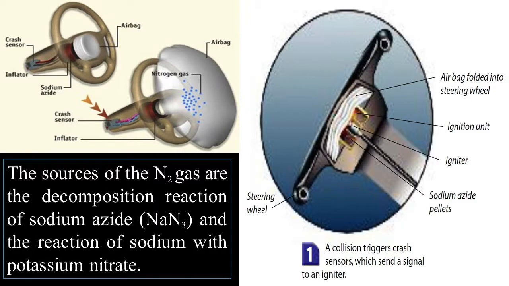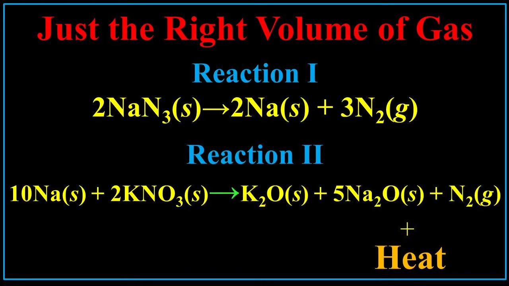Sodium azide pellets are underneath or probably inside the airbag. You have the igniter, which comes up to the airbag. You have the ignition unit. You have the airbag folded into the steering wheel. A collision triggers crash sensors, which send a signal to the igniter. When I was an EMT going to crash accidents to care for victims, the first thing we did was unhook the battery, cut the cable so that the airbag didn't deploy by accident. It could really cause some serious injury because of how fast it goes.